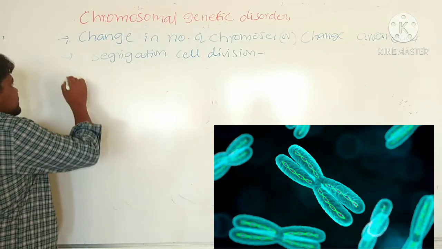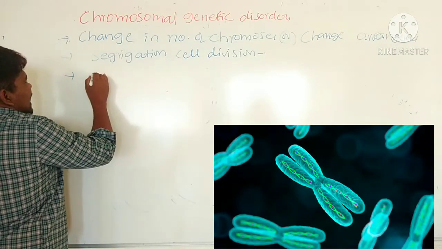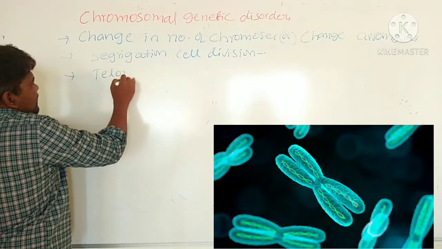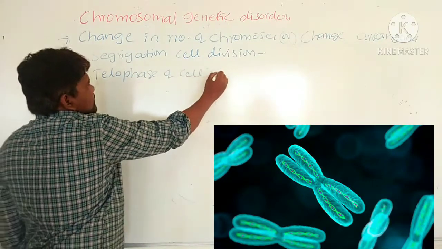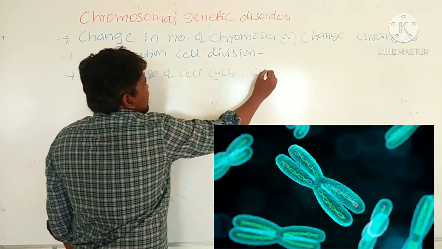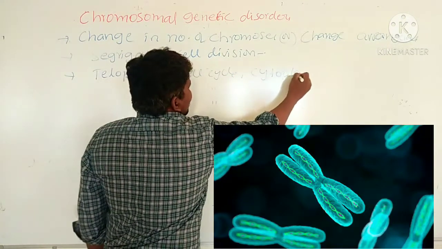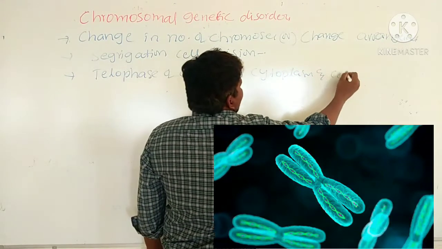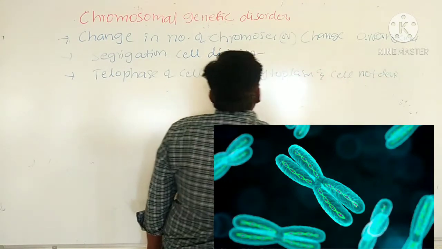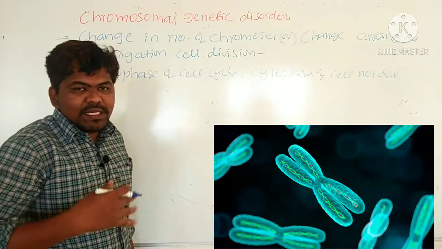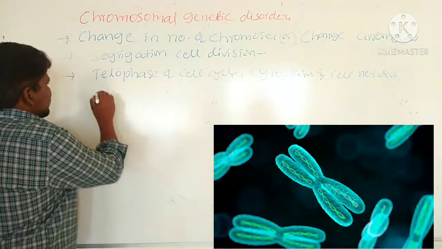Sometimes what happens, after the telophase of the cell cycle, the cytoplasm will not divide. Cytoplasm and cell will not divide, which leads to the formation of a complete increase of one set of chromosomes, that is called polyploidy.